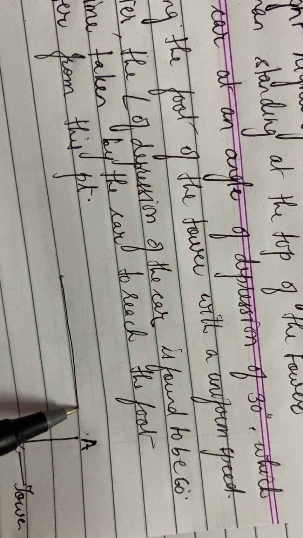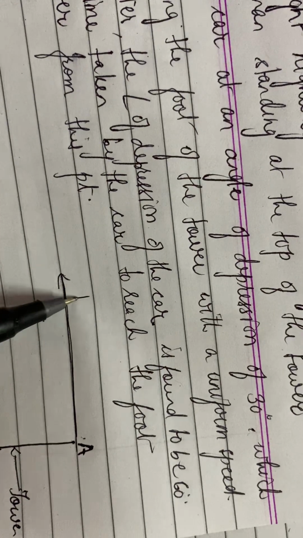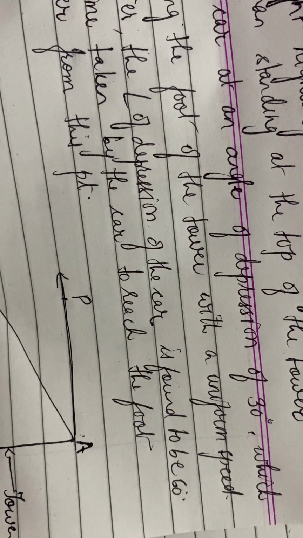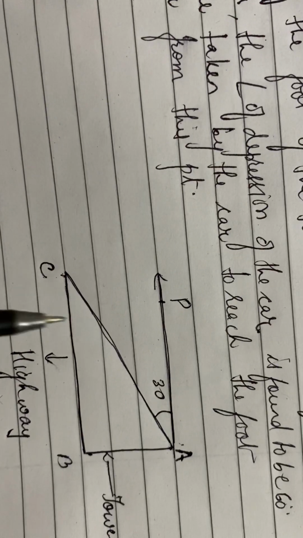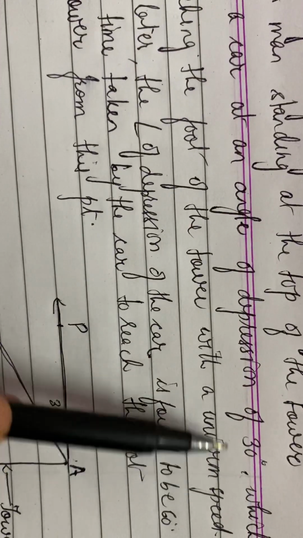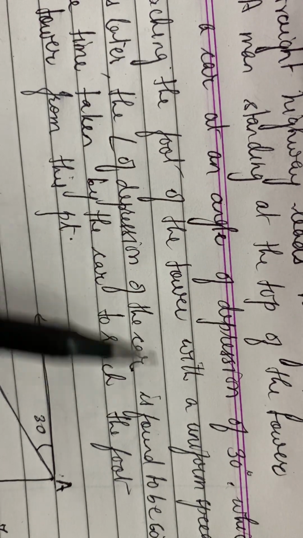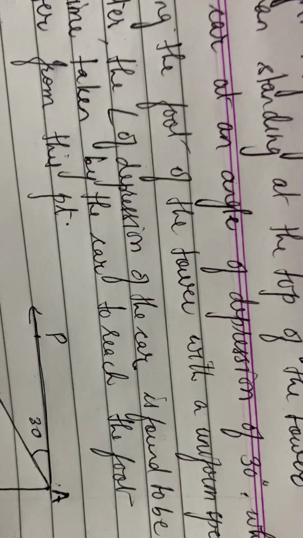30 degree. So for angle of depression you need the horizontal line. So PA is the horizontal line. With respect to that we have this angle of depression as 30. Then this car is approaching the foot of the tower with a uniform speed. Speed is constant. Speed is not changing.